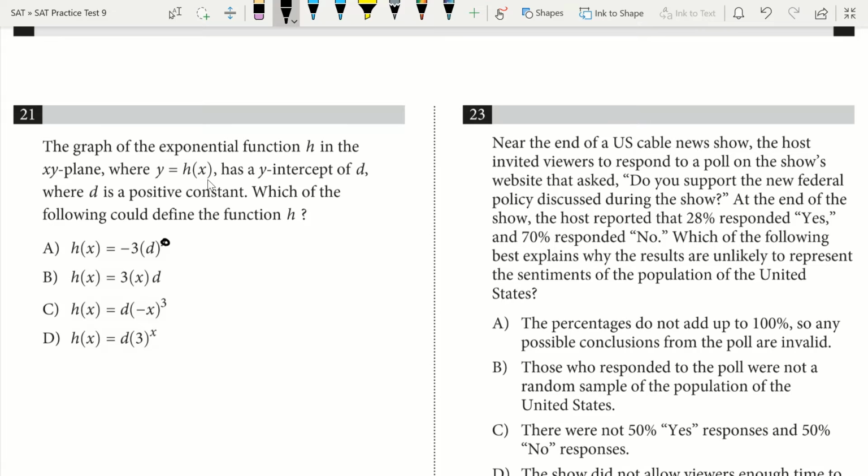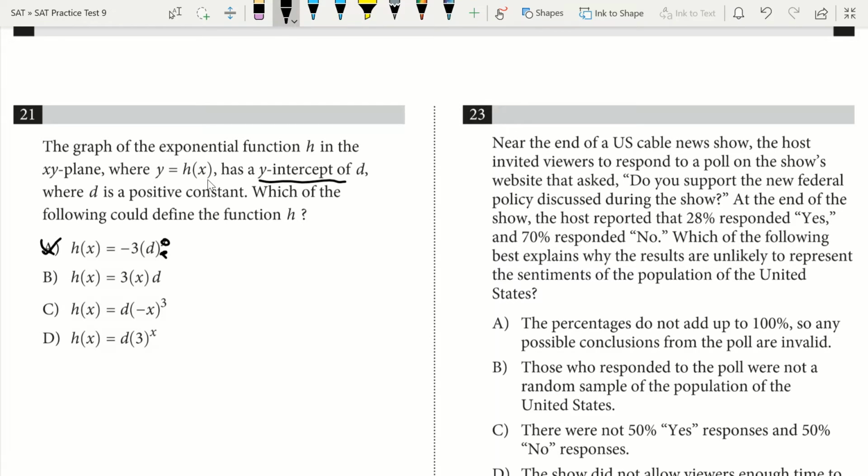But that d then gets multiplied by, I know that d is positive, right? And that's getting multiplied by negative 3. And that's telling me that I'm going to end up with a negative y-intercept, right? I'm going to end up with a negative 3d y-intercept. But I can't have a negative y-intercept because I'm told my y-intercept is d and that it's positive. So I can go ahead and get rid of A.